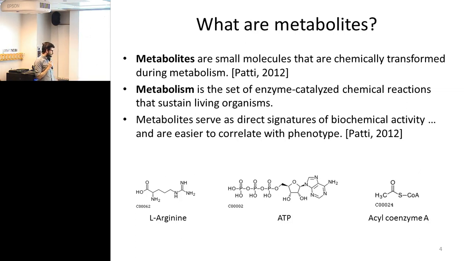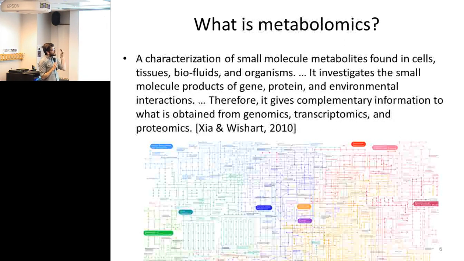And I've just provided some examples. L-arginine is just an amino acid. ATP is the energy currency of our body, and acyl coenzyme A is used in fatty acid biosynthesis very often. So what is metabolomics? It is the characterization of all of the small molecule metabolites that are found in cells, tissues, biofluids, and organisms. And it investigates the products of gene, protein, and environmental interactions. And so it gives information that's complementary to genomics, proteomics, and transcriptomics.